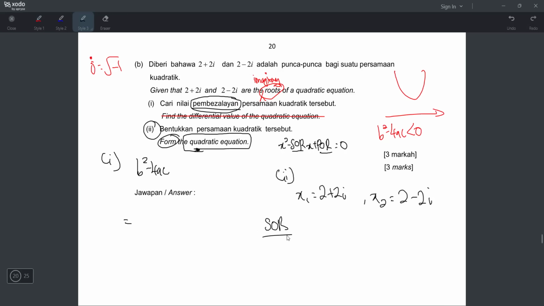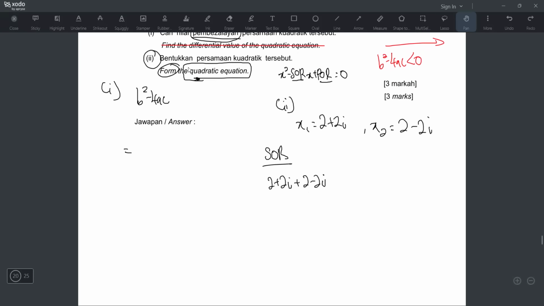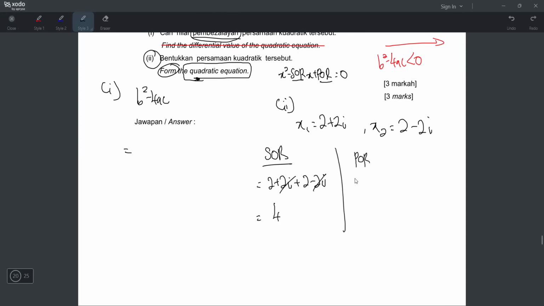Okay, let's do the SOR. Sum of roots will be x1 plus x2, which is 2 plus 2i plus with 2 minus 2i. Okay, when you plus with two terms, you don't have to put bracket also can, because plus dia takkan affect anything. 2 plus 2 dapat 4, 2i minus 2i cut jadi kosong, so your SOR is 4. So nanti sini boleh masuk 4. What about the POR? Okay, kena ambil hasil darab punca.